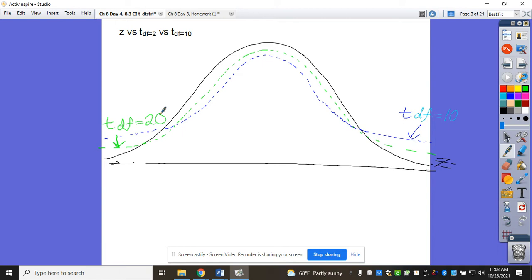Green is between black and blue here. Green is between black and blue in the middle. What do you make green? T with degrees of freedom of 20. I thought purple. That's a degrees of freedom of 10. So T is a family of curves. It's a whole bunch of curves.